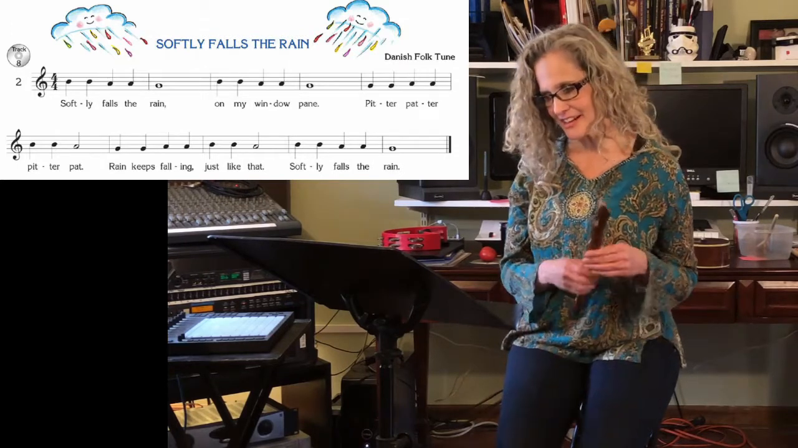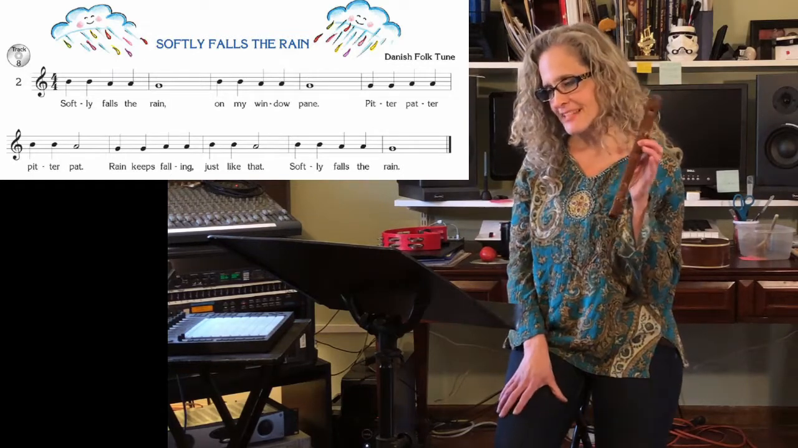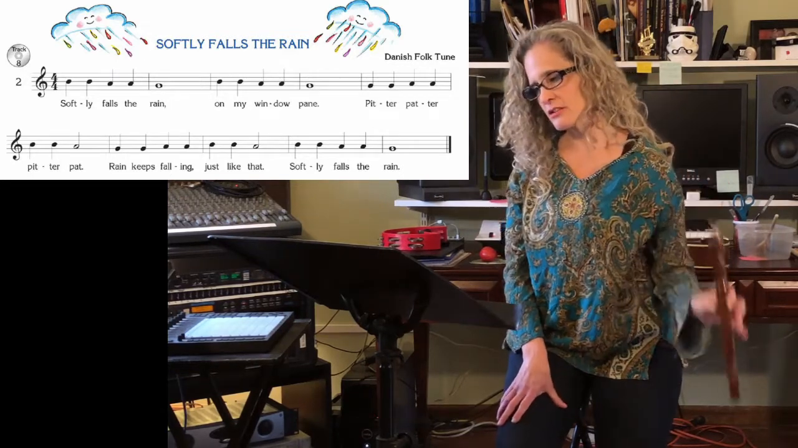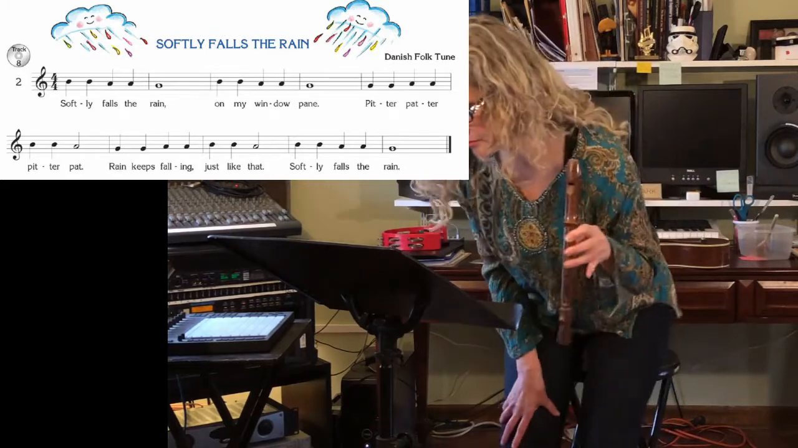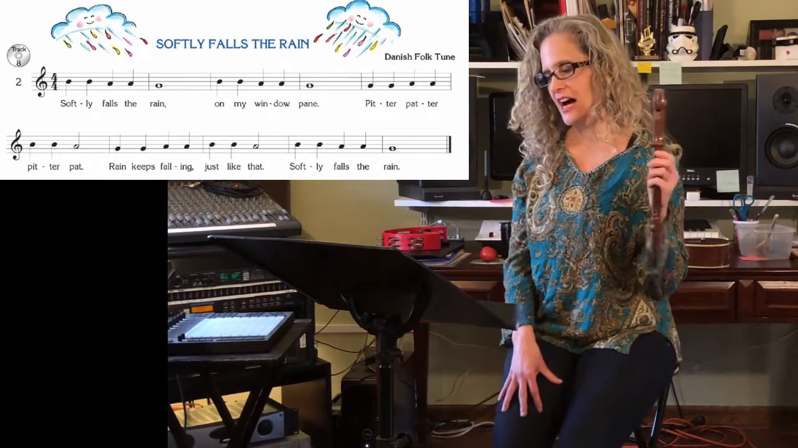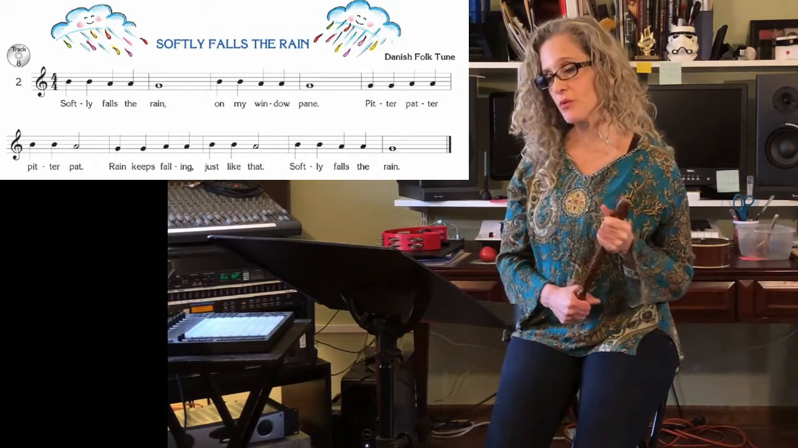Now, letter names. It starts on the highest pitch that we've learned so far, which is B. And if we look at the ending of the song, it ends on the lowest pitch we've learned so far, which is G, excuse me. All right, so I am going to go ahead and play the song for you so you can see how it goes, and then we will work on letter names.